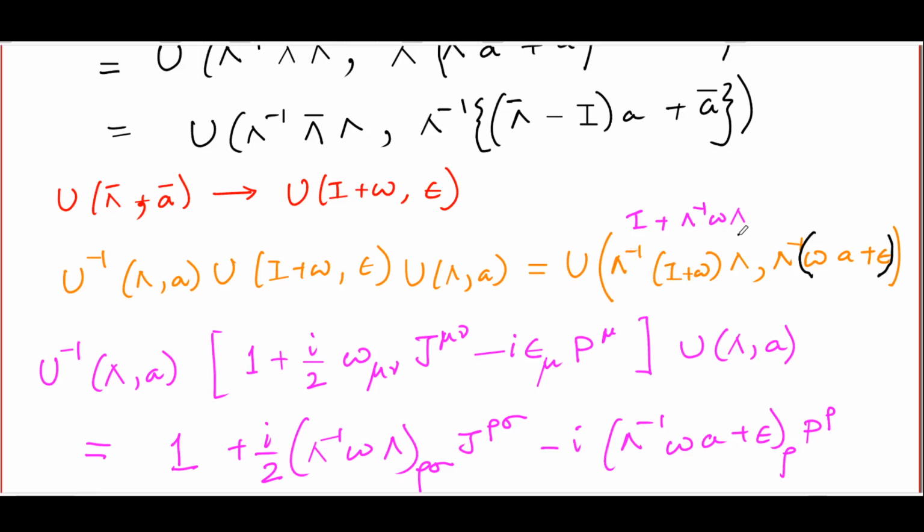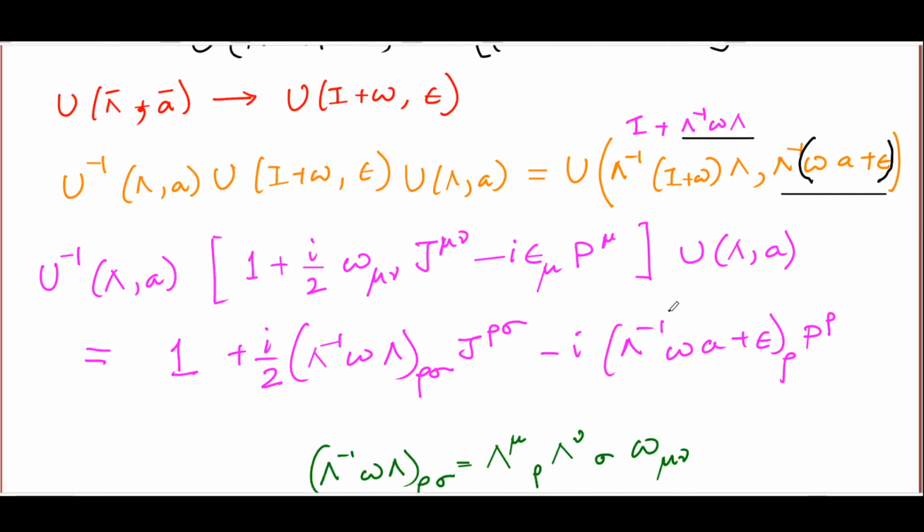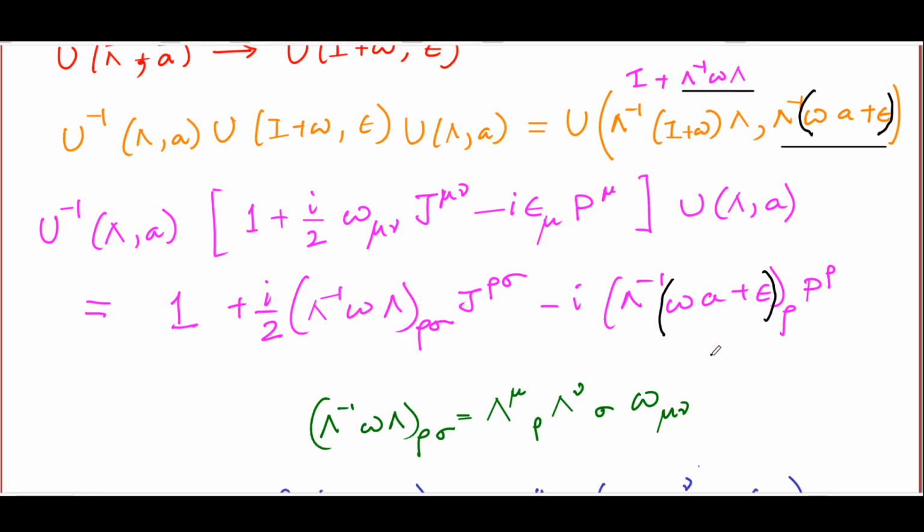Remember, this is just an infinitesimal Poincare transformation with identity plus lambda inverse omega lambda as a Lorentz transformation. So this is the infinitesimal part. And you also have an infinitesimal translation. This is infinitesimal because omega here is infinitesimal, so is epsilon. And therefore, we did the same thing on the right hand side. Once again, my mistake continues. This really should be omega A plus epsilon rho. And then I took some time to explain how to expand out lambda inverse omega lambda's rho sigma element in terms of the Lorentz transformation matrices and so on.